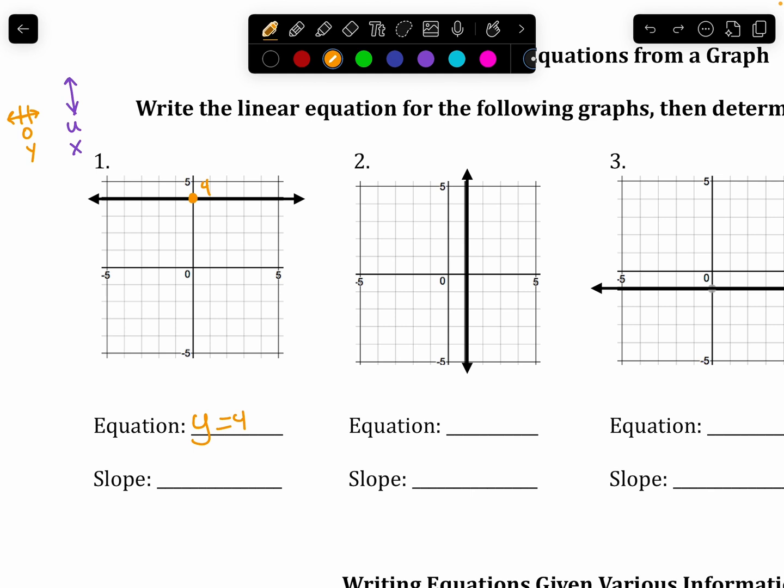Okay, my equation is y equals 4, and I'm going to write this down because I think it'll help. So your equation is going to come from this guy. And then remember that your slope comes from the middle. Your slope is going to be 0.